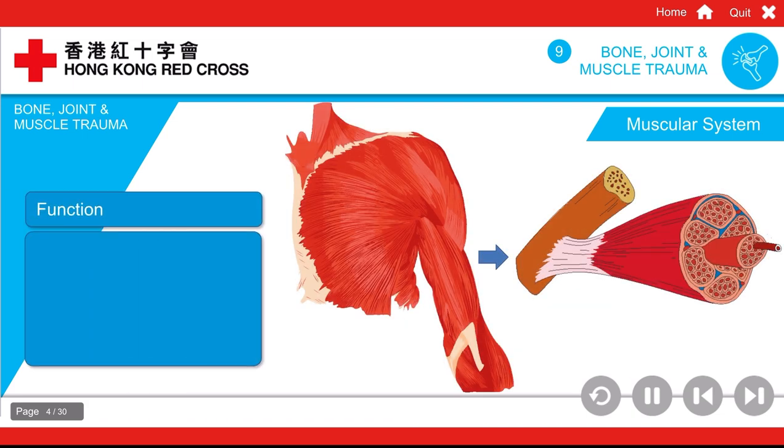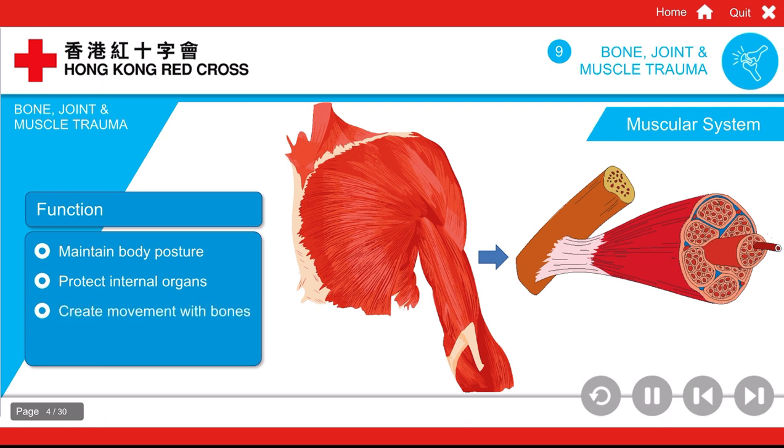Skeletal muscle performs certain functions. It maintains body posture and protects internal organs. It also controls body movement with bones and produces heat by muscular movement to keep warm.